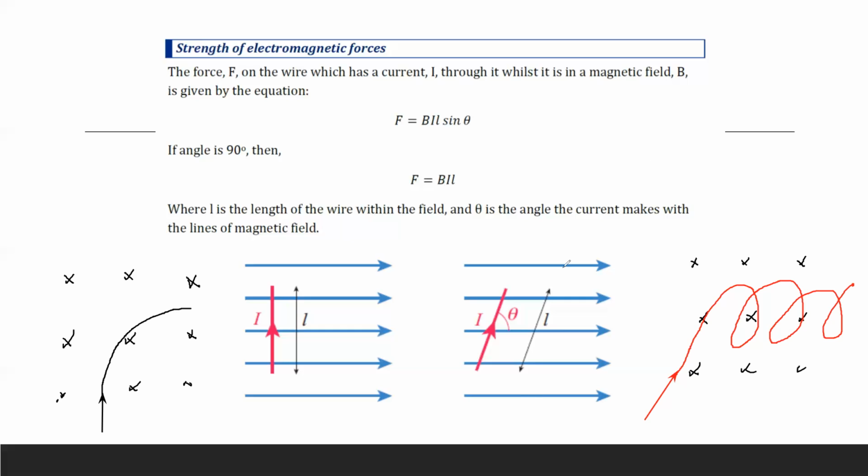Is it clear? If you want to find the force on a charge in a magnetic field, F equals BQV. B is the strength of the magnetic field, Q is the magnitude of the charge, and V is the speed at which it entered the magnetic field. Is it clear? That is the force experienced by a charge or a wire placed in a magnetic field.